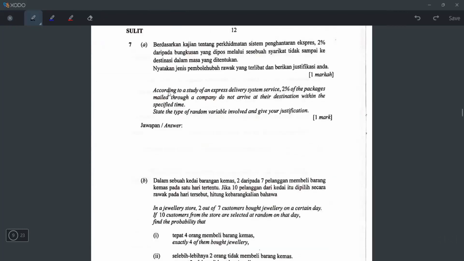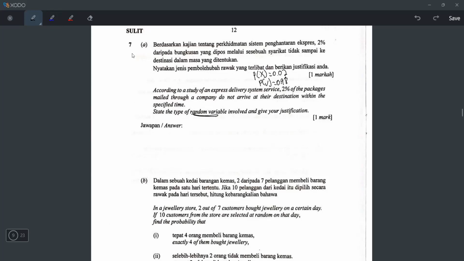So 7A is: according to a study of an express delivery system service, 2% of the packages mailed through a company do not arrive at their destination within the specified time. Okay, 2% of the packages don't arrive. So we can say that the probability of not arriving is 0.02 and the probability of the package arriving is 0.98. And then they say state the type of random variable involved and give your justification.